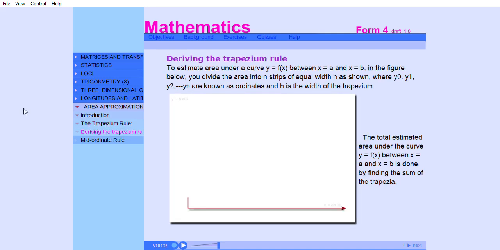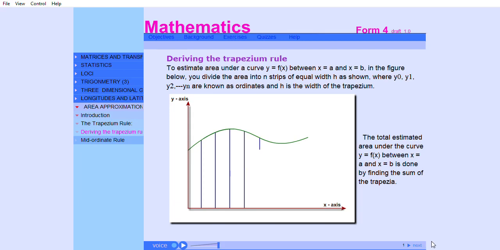Deriving the trapezium rule. To estimate area under a curve, y equals f(x) between x equals a and x equals b. In the figure below, you divide the area into n strips of equal width h as shown, where y0, y1, y2 to yn are known ordinates and h is the width of the trapezium.